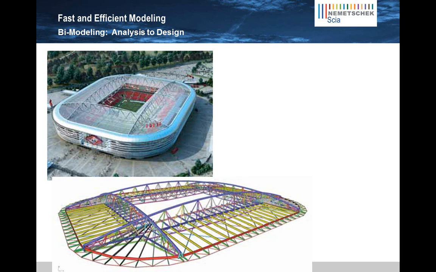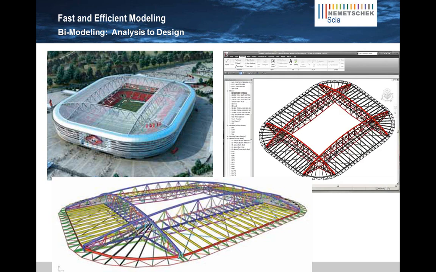However, in this project, they found that modeling this non-orthogonal geometry was a bit easier in Scia Engineer than in Revit Structures. But more importantly, because of Scia's bi-modeling, they were able to work back and forth between the analytical model and the physical structural model in Scia Engineer to optimize the roof's geometry. Then, once the project was solidified, it was sent downstream to Revit Structures for final documentation.